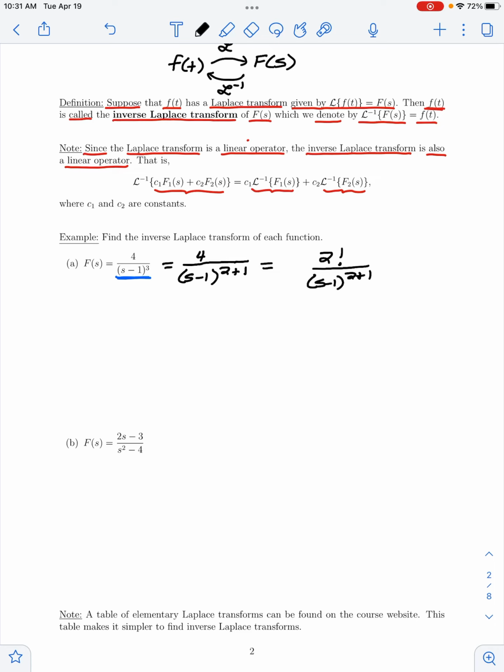So in order to get 2 factorial as my numerator, I could think about taking the numerator that I had, which was 4, and then multiplying by 2 factorial and dividing by 2 factorial. So this gives me F of s is 4 divided by 2 factorial, which leaves me 2, times 2 factorial over (s minus 1) to the 2 plus 1 power.